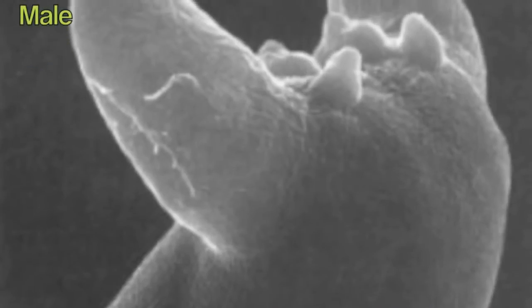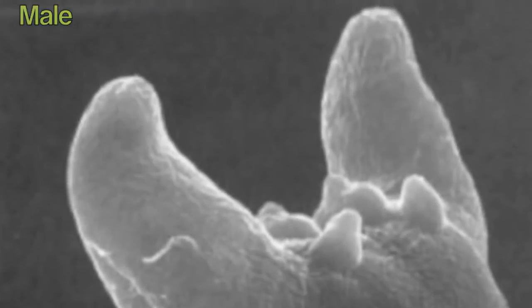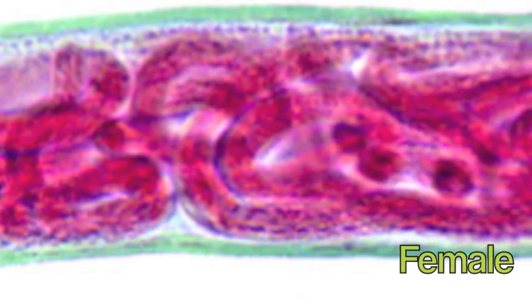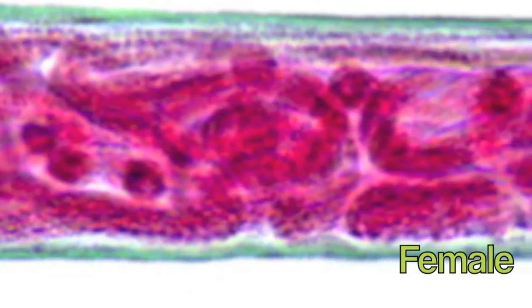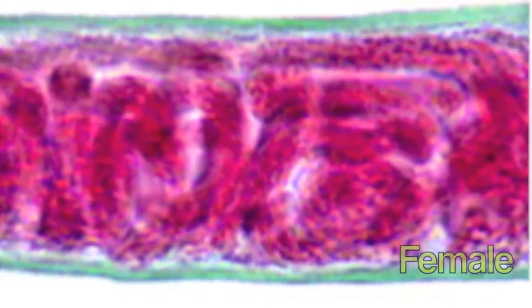The posterior end of the male worm has a copulatory pseudobursa. The female worm's uterus is filled with embryos and releases approximately 1,500 eggs in the intestine of the intermediate host.